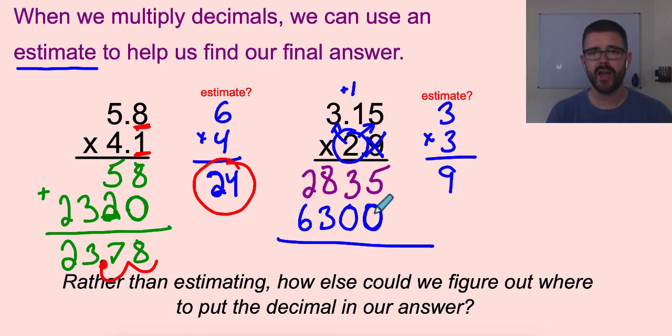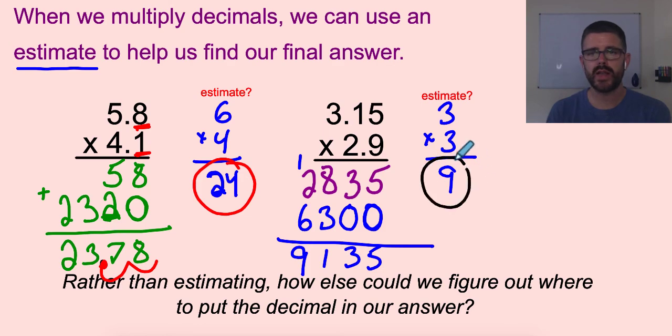Now I'm going to add 5 plus 0 is 5, 3 plus 0 is 3, 8 plus 3 is 11, carry the 1, 1 plus 2 plus 6 is 9, and then we go back to put in our decimal point. So I'm going to kind of get rid of my work here just so I can see a little better. We know we wanted an estimate around 9, so it makes sense that my decimal point is going to go right here, 9.135. That's pretty close to my estimate of 9.